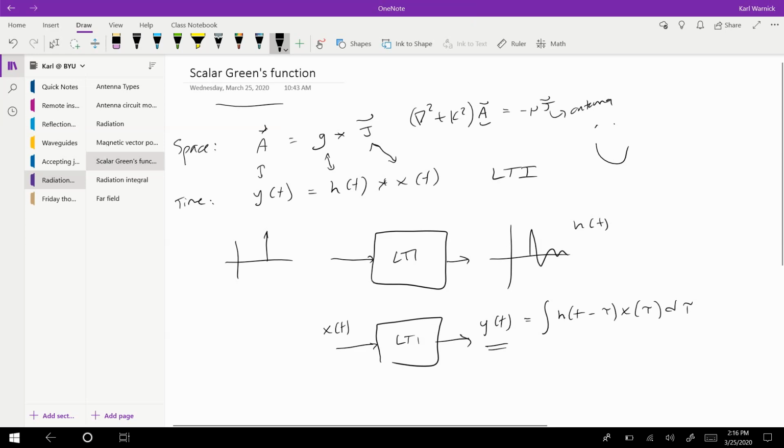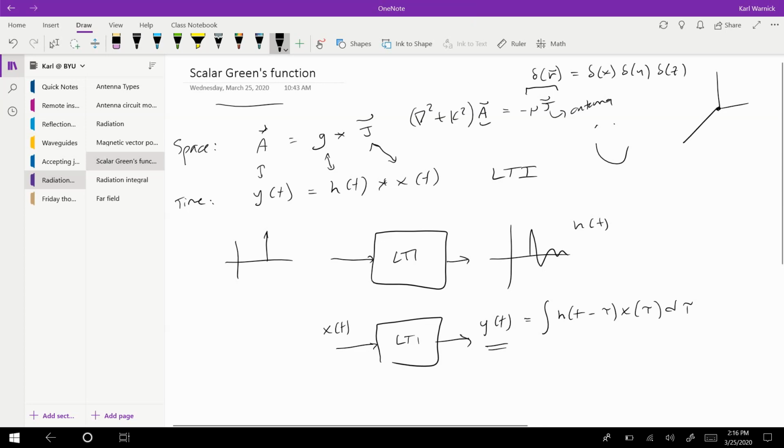So there's the differential equation. And what we need to find is the solution to that equation when the right-hand side is a delta function. Now, this is a little bit different. It's not a delta function in time, it's a delta function in space. In fact, that delta function is going to be delta of x times delta of y times delta of z. And that delta function is going to live at the origin.